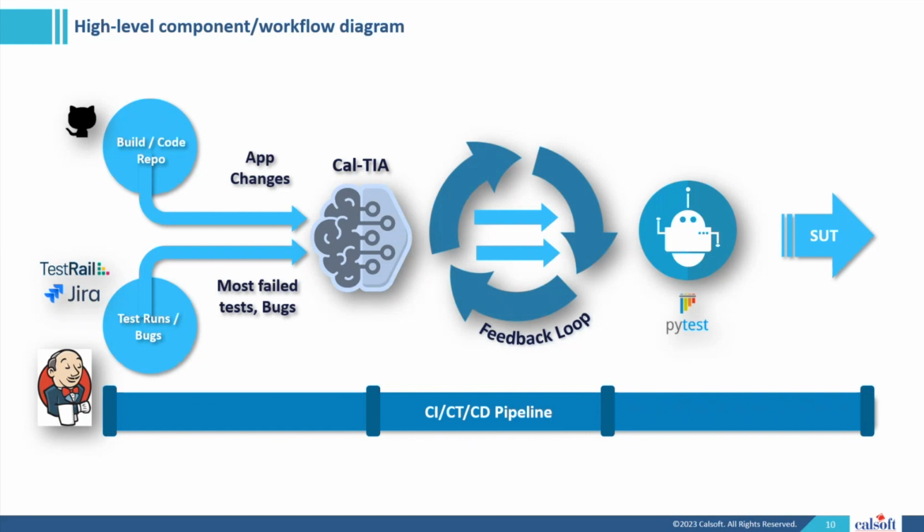On the right-hand side, it connects with PyTest through the PyTest plugin. So any recommendations that CalTIA is getting, it will send to PyTest for execution. It also has a reinforcement learning technique with which the recommendations given to PyTest can be sent back to CalTIA depending on their validity and correctness. This helps CalTIA's machine learning model improve its ability to recommend more appropriate test cases over a period of time.